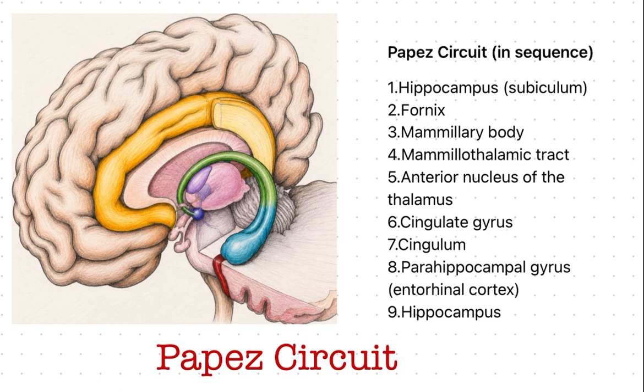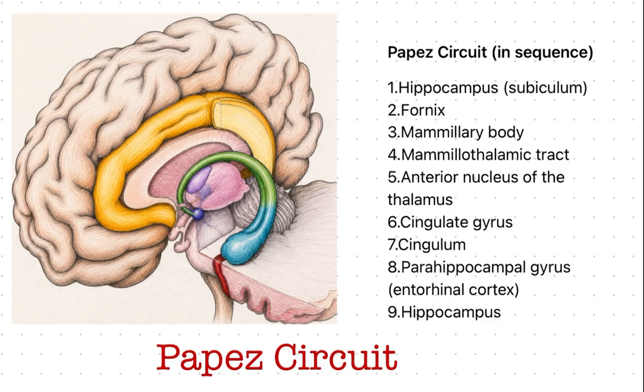In this image we can see this is the body of the fornix and here is the crus of the fornix. The crus of the fornix is posterior. Now this fornix will project into the mammillary bodies. From the mammillary bodies, the fibers ascend via the mammillothalamic tracts to the anterior thalamic nucleus.